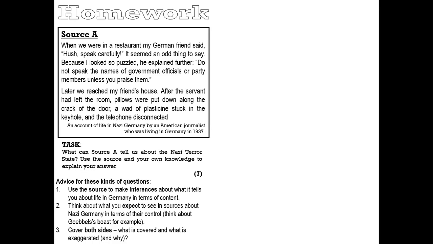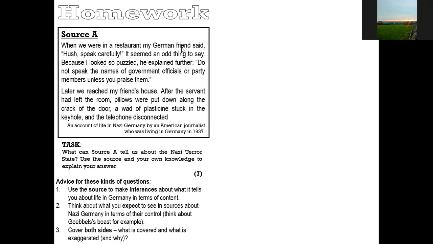We've got an account of life in Nazi Germany by an American journalist who was living in Germany in 1937. What you've got to do is infer. Remember, you've got to infer why it is they say what they do in the source. So perhaps you take a phrase here and you back it up with things you know about society based on the diagram you just created. That's inference with context. Or you take it a stage further and you talk about the purpose of this source.